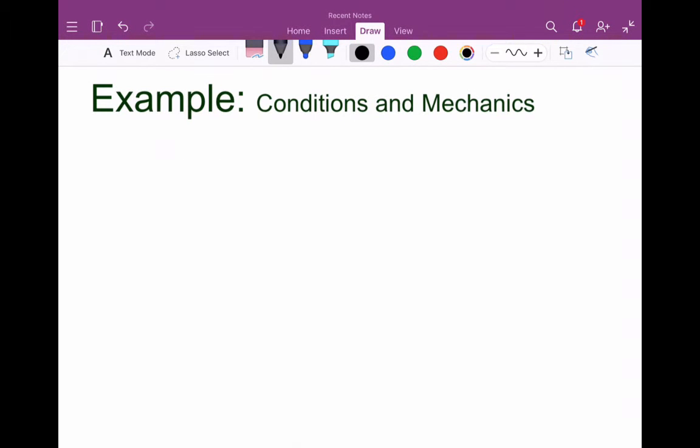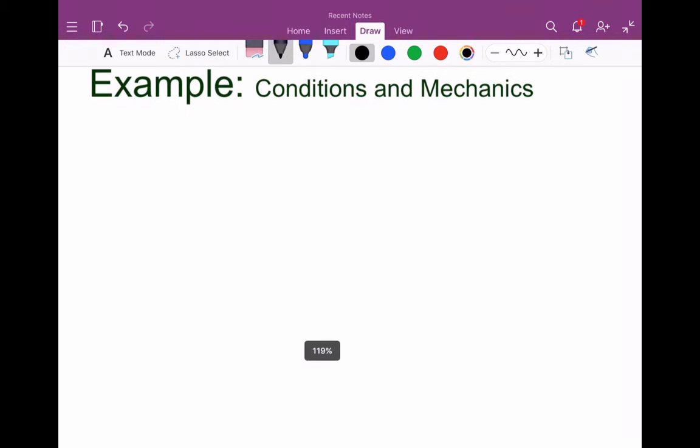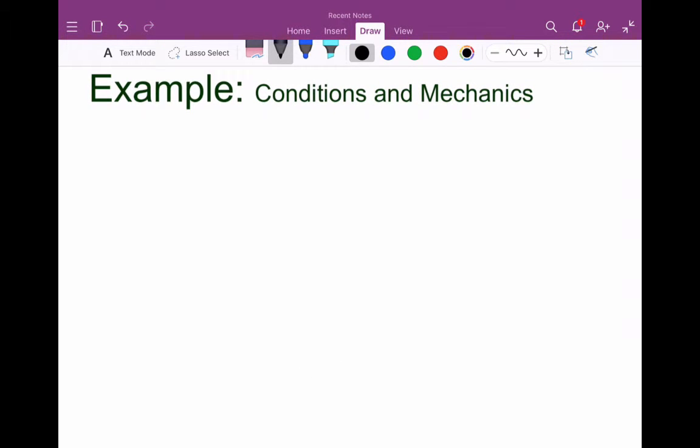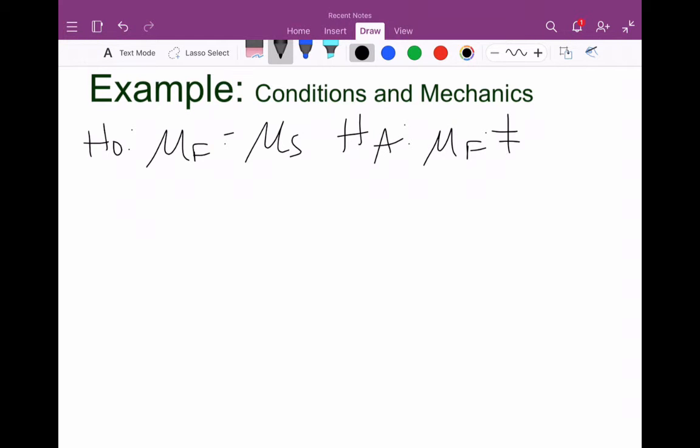So for this last example, we're going to go ahead and assume that the conditions have been met again. And again, we're doing a test, so the first thing that we need to do is come up with our null and alternative hypotheses. So my null hypothesis is going to be that the mean for your friend is equal to the mean for the stranger. And my alternative hypothesis is then going to be that the mean for my friend is not equal to the mean for the stranger.